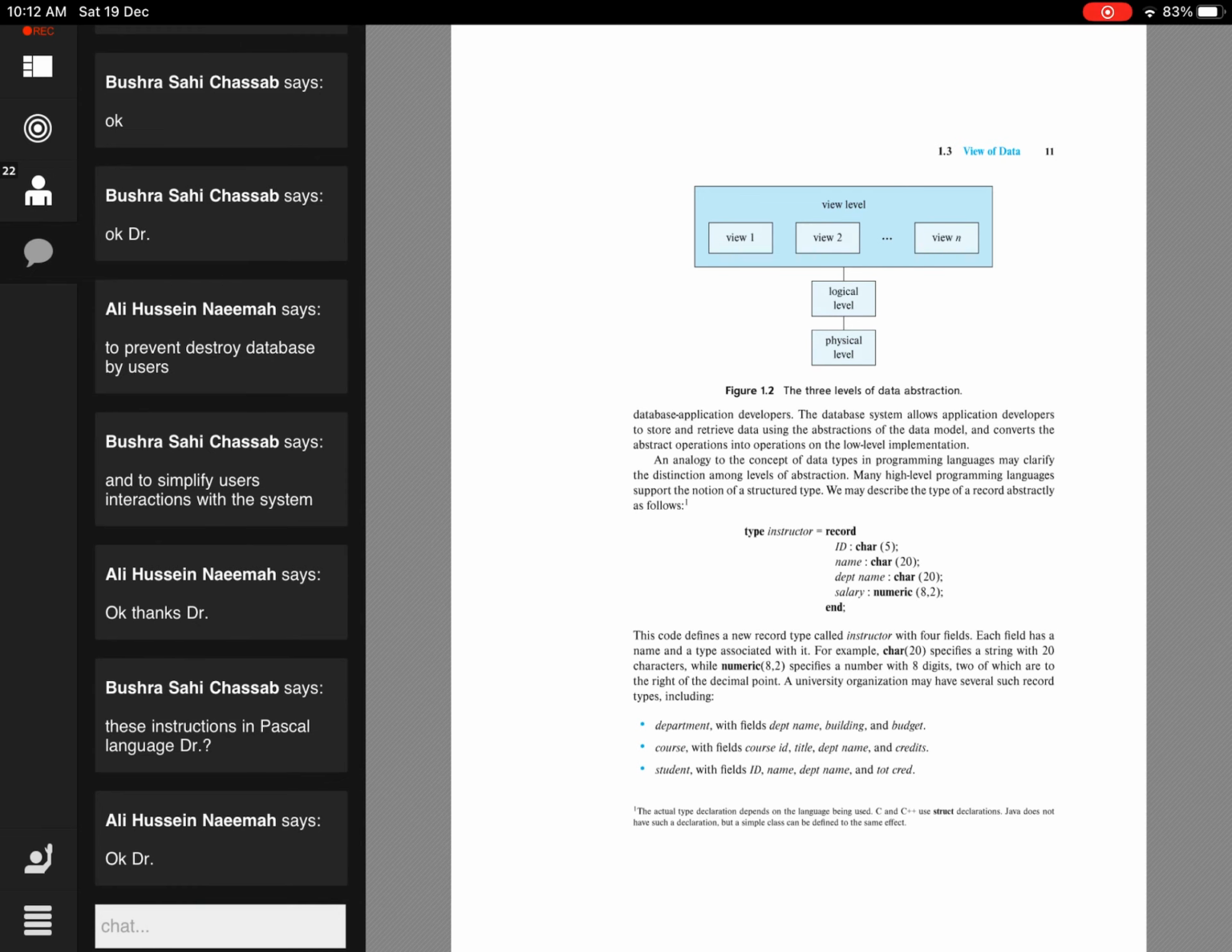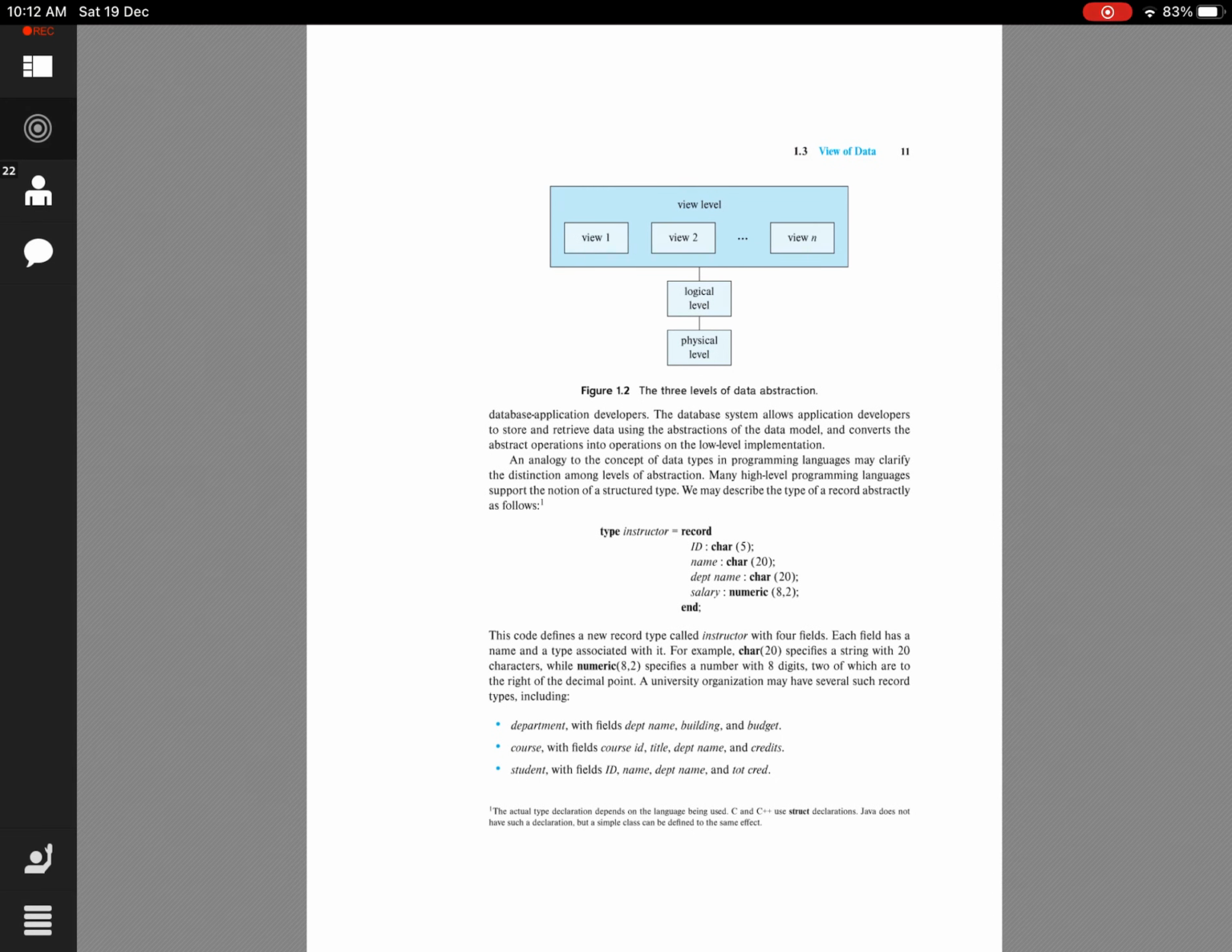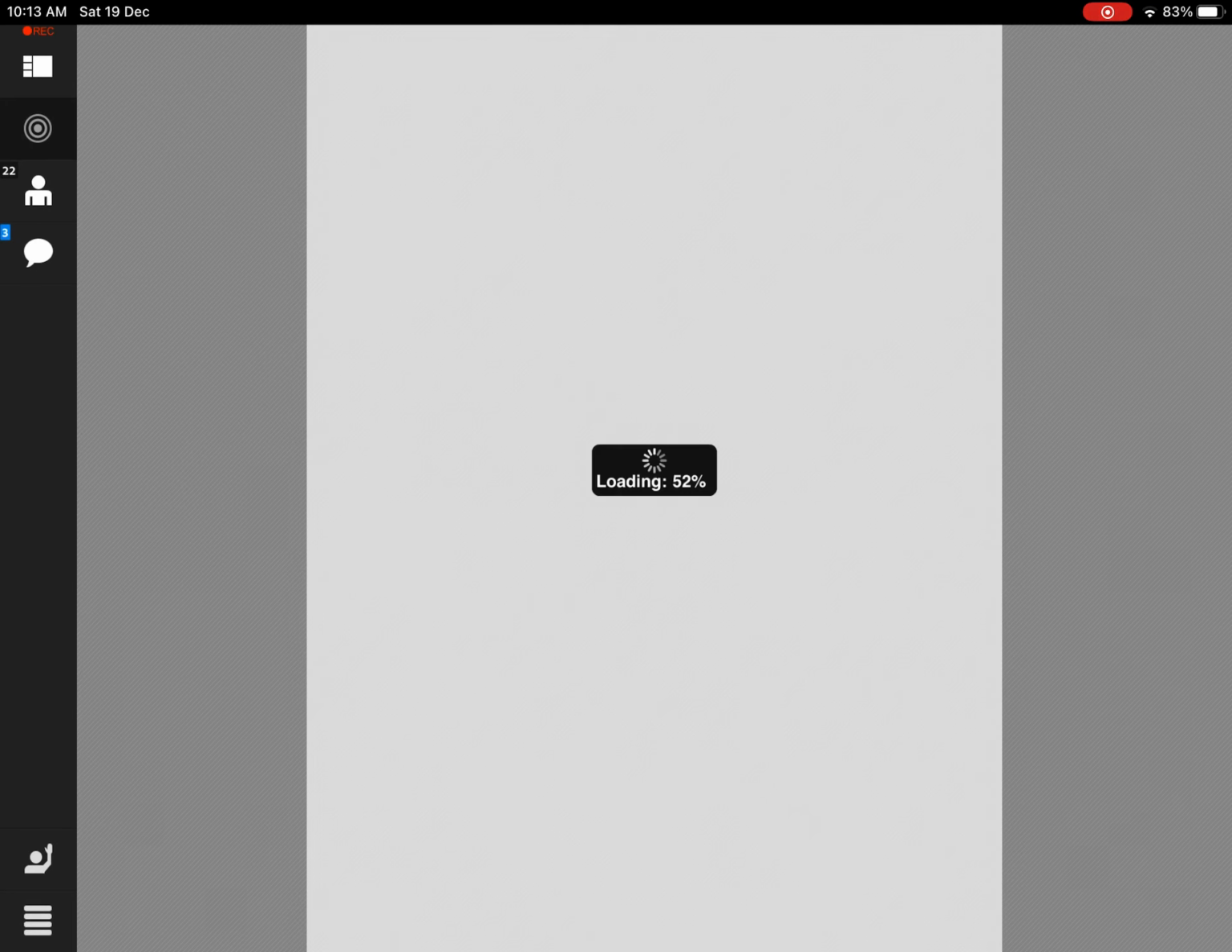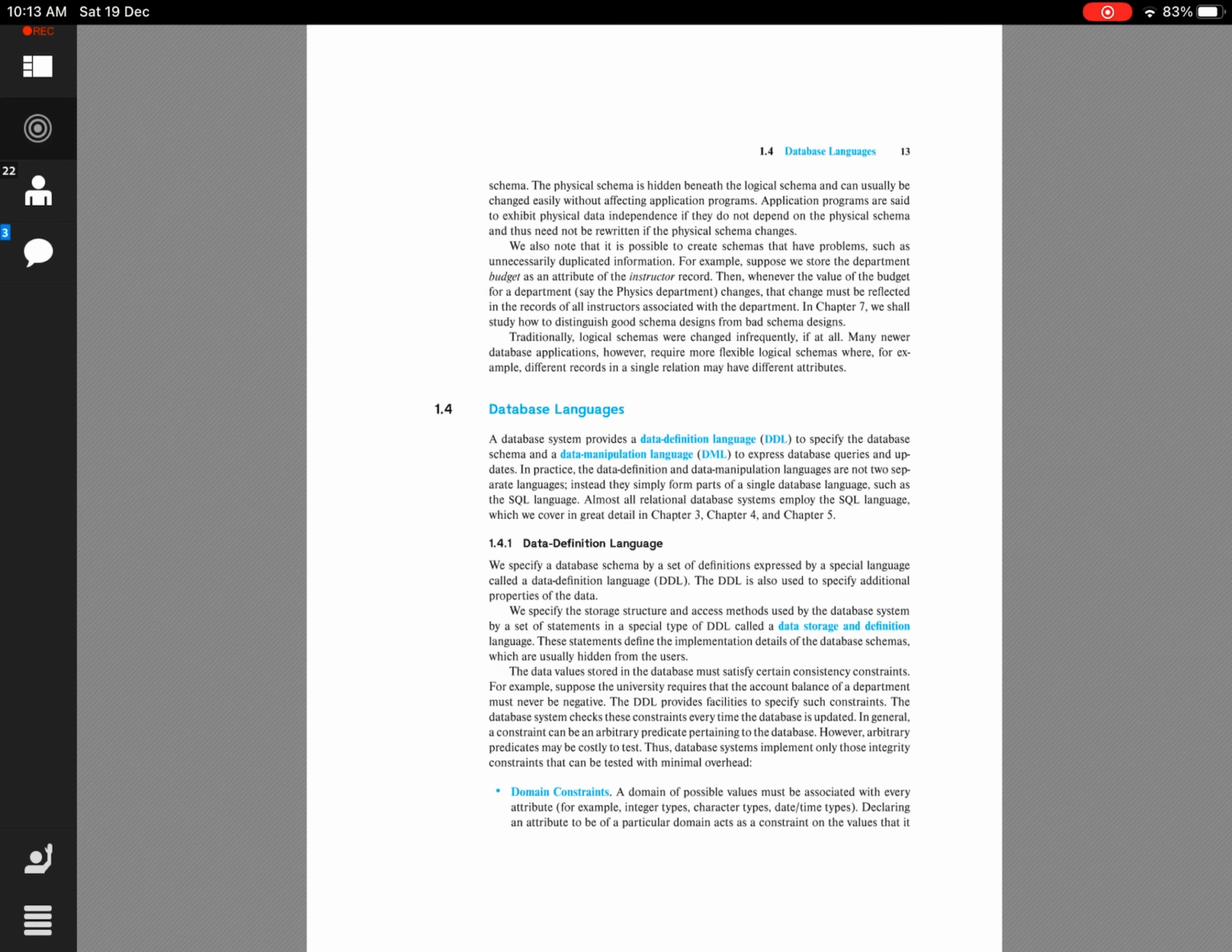Yes, you're right. It seems that they are similar to Pascal language, but not exactly, because this is the syntax of declaration of the structure of, for example, a table or a type like instructor in a database. And no, it's not related to the syntax in Pascal. Maybe it is similar, but not. For the next session, I will continue from the database language.